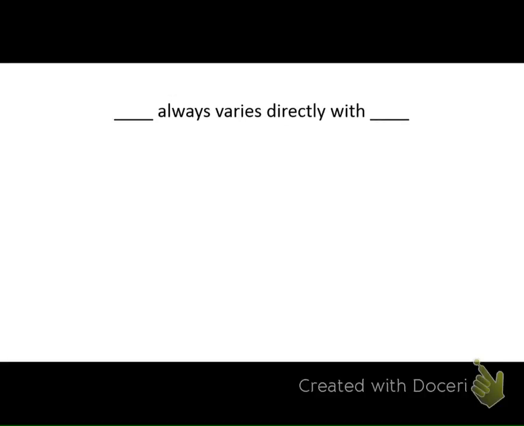Okay, so we've been talking about direct variation, but now we're going to take it a little bit further and get into application problems. So what we need to make sure we always understand is that if we see "varies directly," y will always vary directly with x.